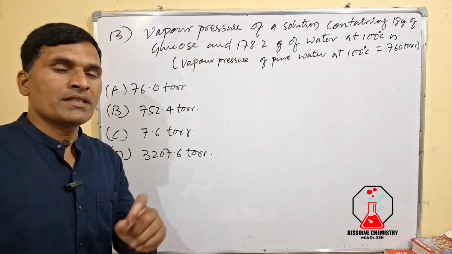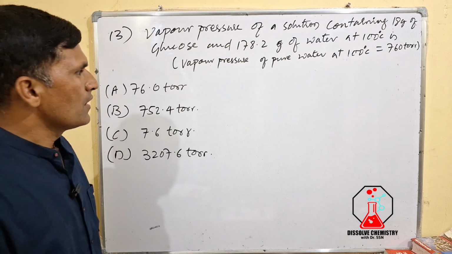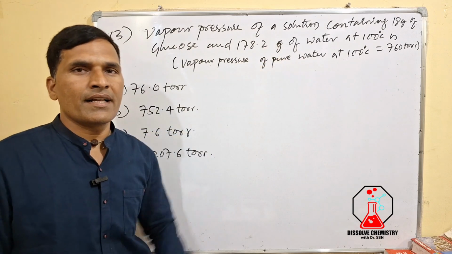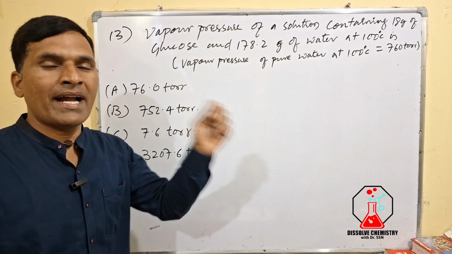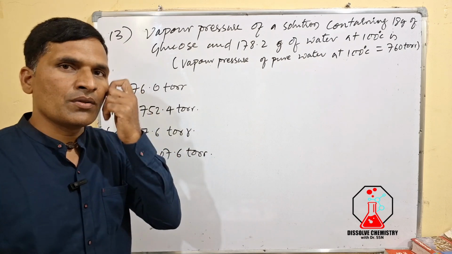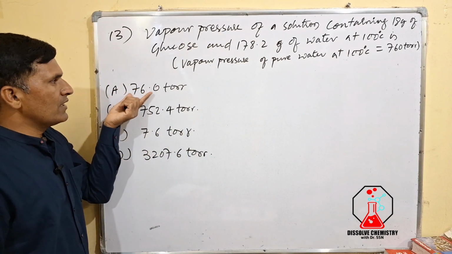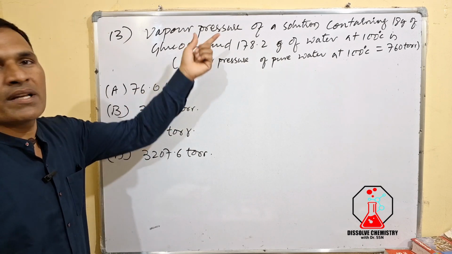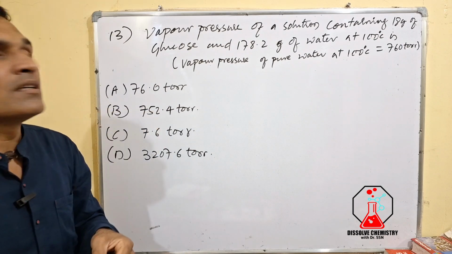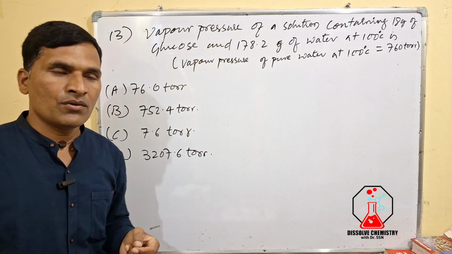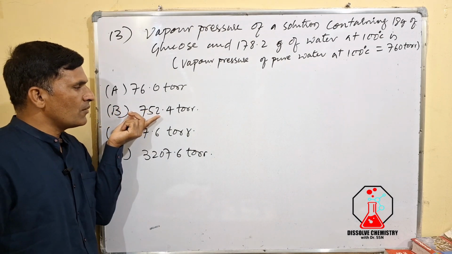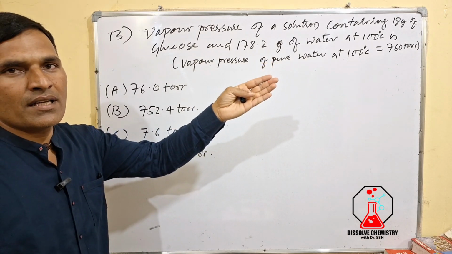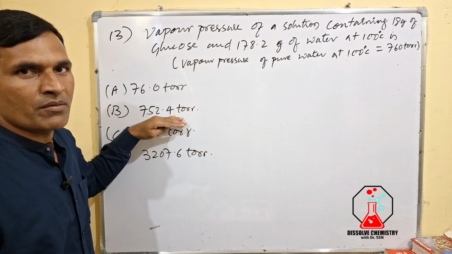Logically, how you can answer this question is that 760 torr is the vapor pressure of water at 100 degrees Celsius. At the same temperature, when you add glucose, if you see the value 76.0 torr, it is almost 10 times less than that. That much lowering of the vapor pressure you won't observe by addition of merely 18 gram of glucose. Then you move on to the next option, that is 752.4 torr. Okay, it is near to that. So we can consider this, but still we will not agree with it yet.